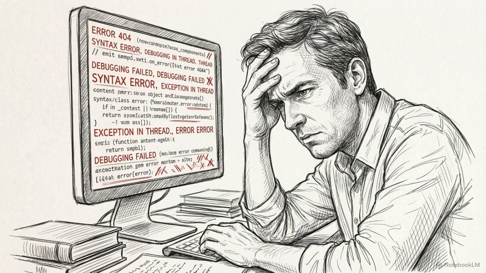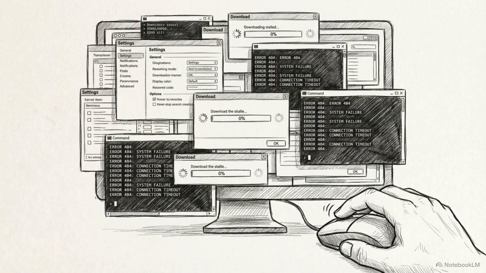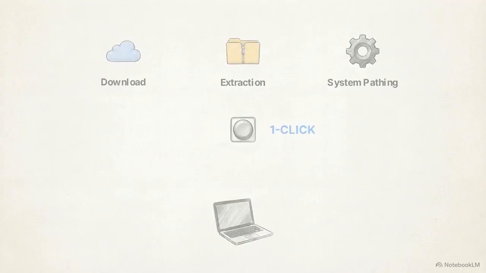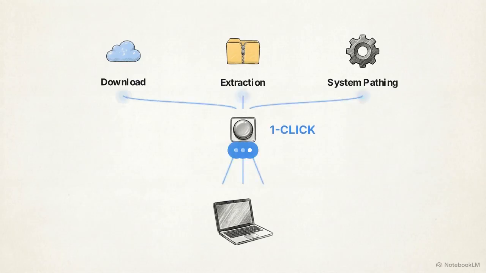When you start a new project, your initial momentum often stalls before you can write a single line of code. You are forced to track down independent installers, configure local environment variables, and resolve path conflicts manually. DevTools Installer is a free Windows utility that bypasses this configuration process. It automates the download, extraction, and system pathing for dozens of core development languages and frameworks in a single click.